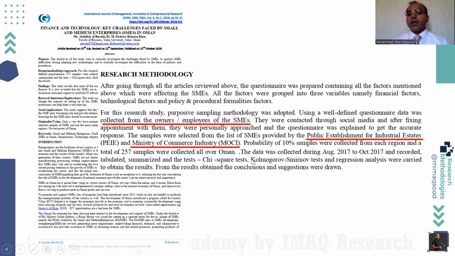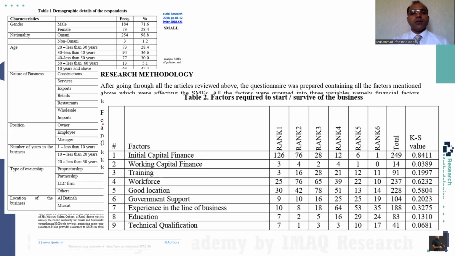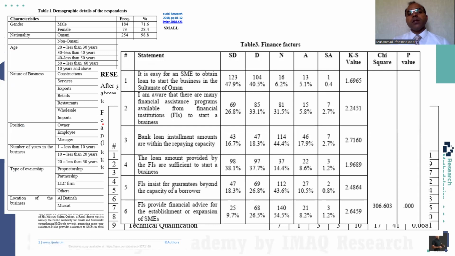Also, they used the data published by the Public Establishment of Industrial Estates and the Ministry of Commerce and Industry. So they also developed their data. They also used already published data, using both primary and secondary research approaches. And they did a comprehensive data analysis on this. They categorized the data into several sections, found the different factors, and then categorized the data based on these. From all this, they did a comprehensive analysis and found the percentages of the different statements.